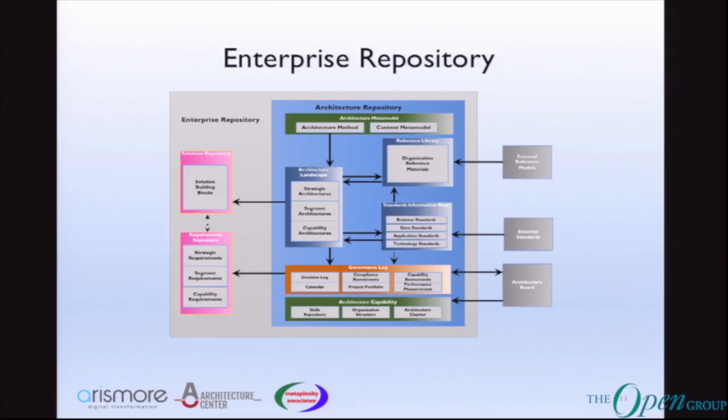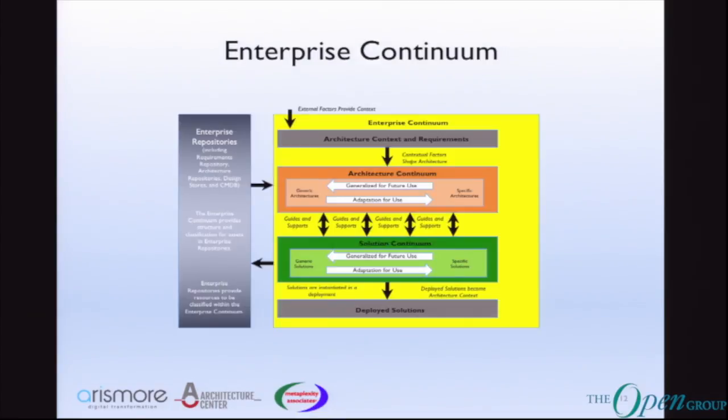We have a model for the repository that defines how the repository should look. Enterprise continuum, so it's some classification method. We produce many different assets that are reusable. We can also adapt some models from the industry. So this helps us to understand this entire continuum of architectural assets.